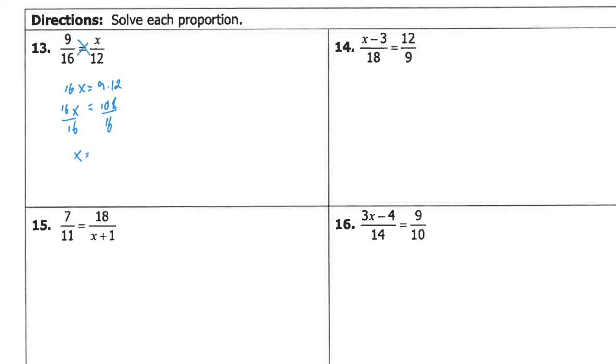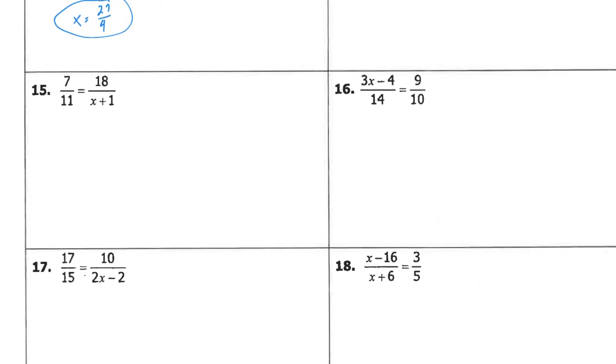What I would like you to do is reduce all of your fractions. So you can divide both 108 and 16 by 4. So if you divide 108 by 4, you end up with 27. If you divide 16 by 4, you end up with 4. So there is the reduced fractional answer.